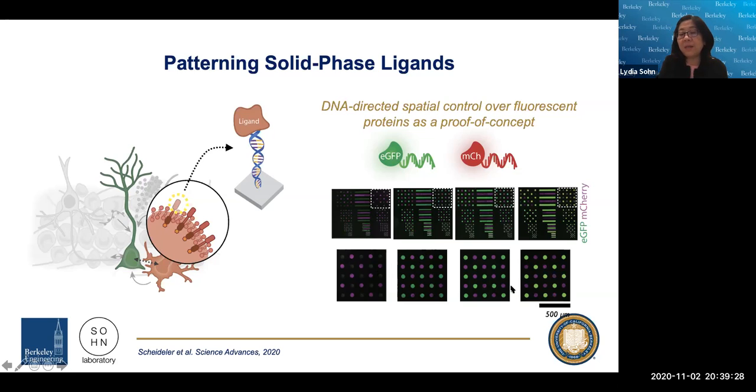This is just a really nice example to show that by controlling the concentration of our ligand, we can control the number of ligands that we actually pattern. And so here we vary the concentration of the green fluorescent protein in each one of these patterns. And again, you can see how well we're able to pattern with great control of the ligands.